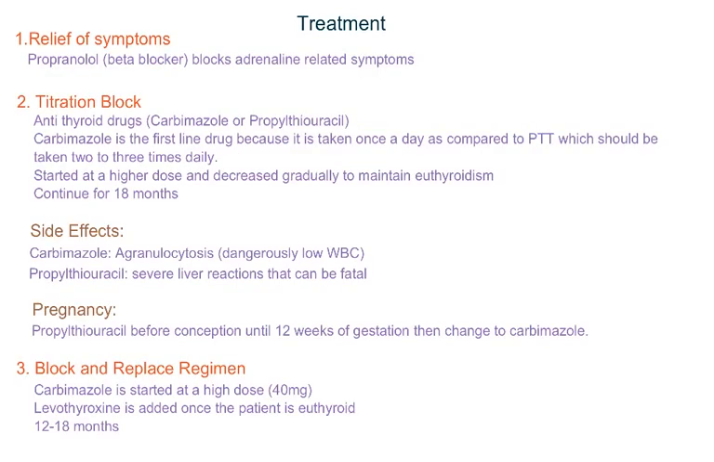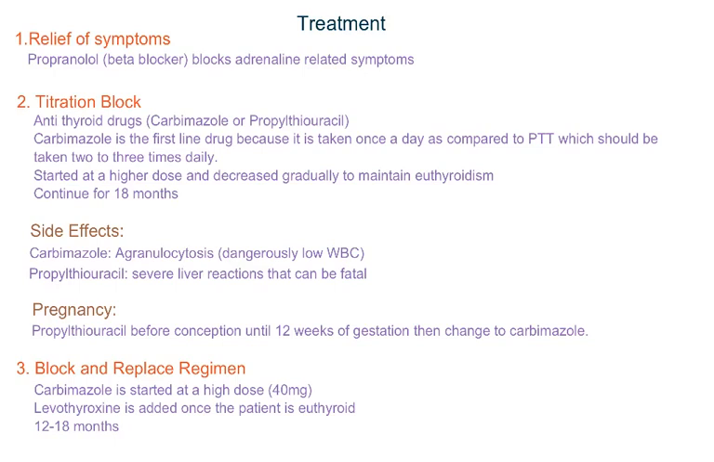In the treatment of hyperthyroidism, we use propranolol, which is a beta blocker. It does not cure hyperthyroidism, but it is helpful in blocking the adrenaline-related symptoms like tachycardia, anxiety, and sweating. To cure hyperthyroidism, we use titration block regime. In this, we use antithyroid drugs, which are carbimazole or propylthiouracil. Carbimazole is the first-line drug because it is taken once a day, and propylthiouracil should be taken 2 to 3 times daily, so compliance is an issue with it.